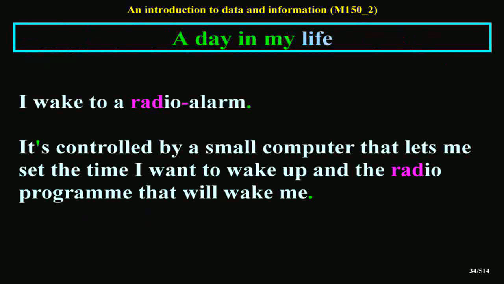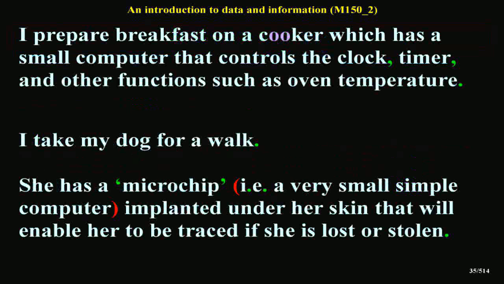A day in my life. I wake to a radio alarm. It's controlled by a small computer that lets me set the time I want to wake up and the radio program that will wake me. I prepare breakfast on a cooker which has a small computer that controls the clock, timer, and other functions such as oven temperature. I take my dog for a walk.